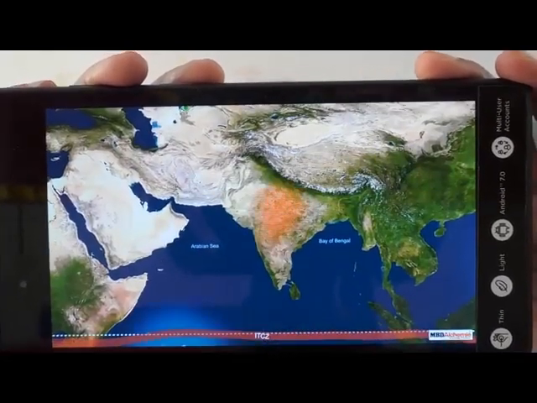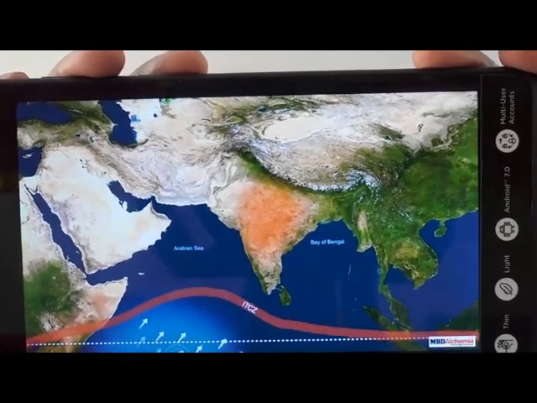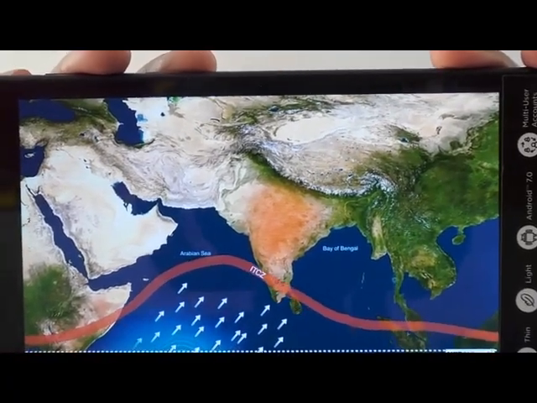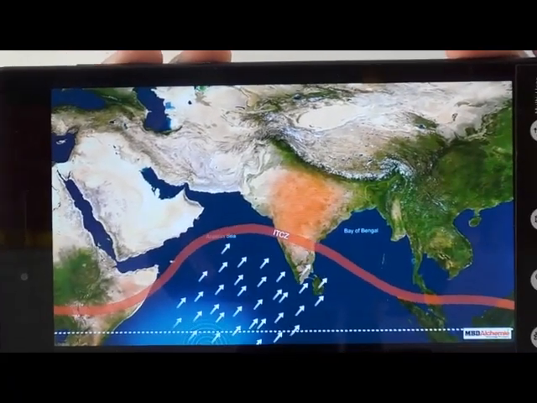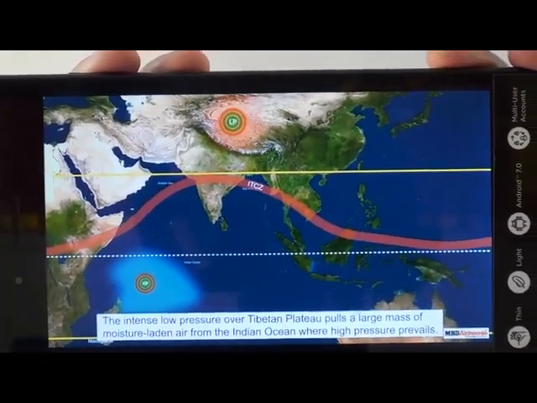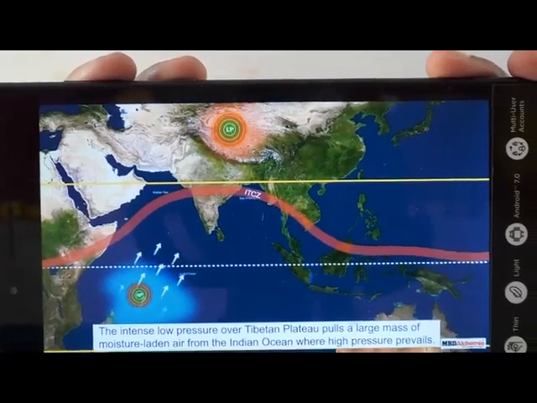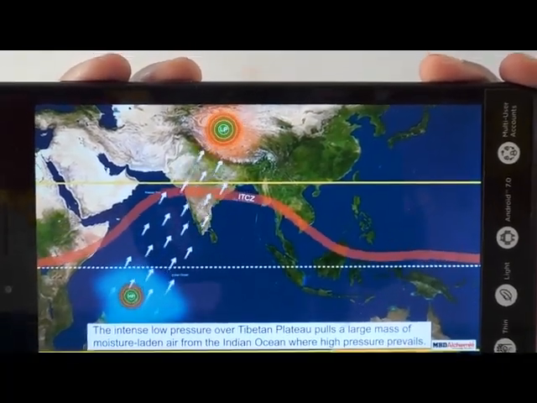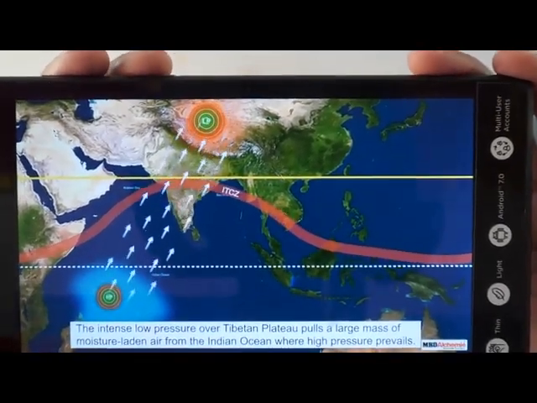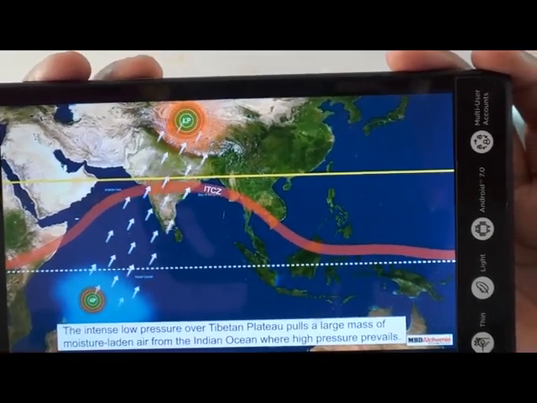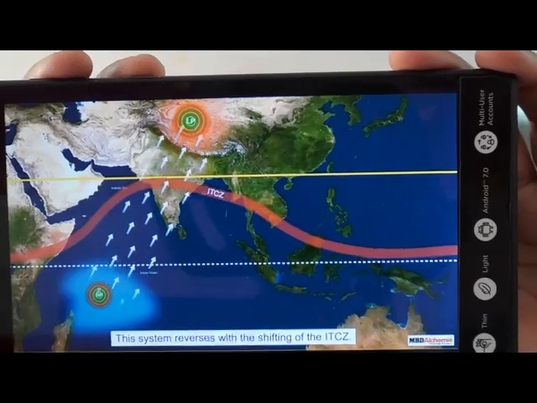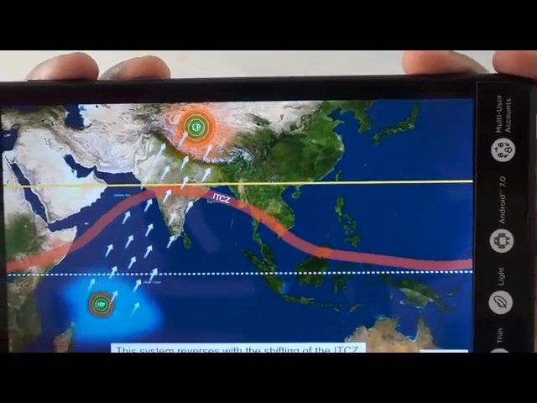The ITCZ is pushed further north till the Ganga Basin due to the differential heating and cooling of the Indian landmass and its surrounding water bodies during the monsoon season. We call it a monsoon trough. The intense low-pressure system formed over the Tibetan Plateau attracts air from the intense high-pressure system that develops over the Indian Ocean near Madagascar island of Africa. This causes a strong pull of moisture-laden air mass from ocean to the landmass of India. While the ITCZ shifts, the pressure system reverses, causing the reversal of wind.